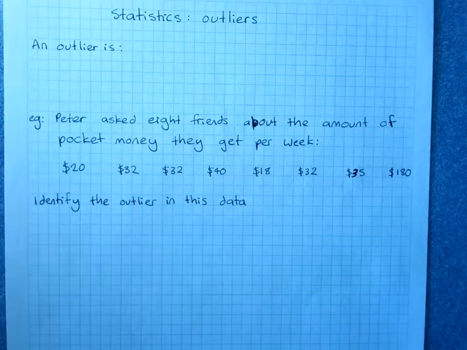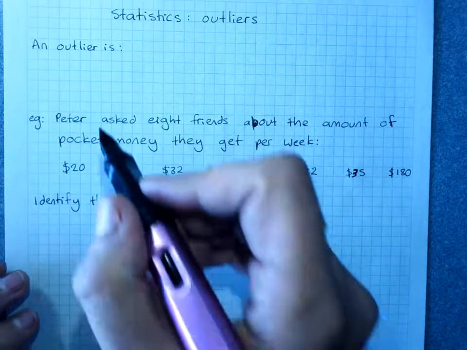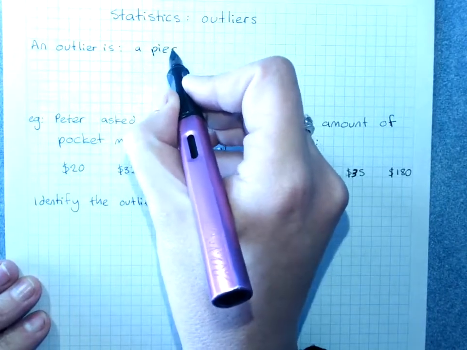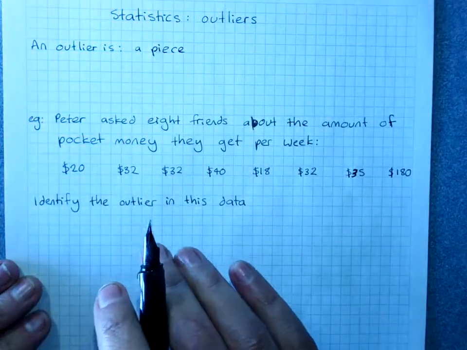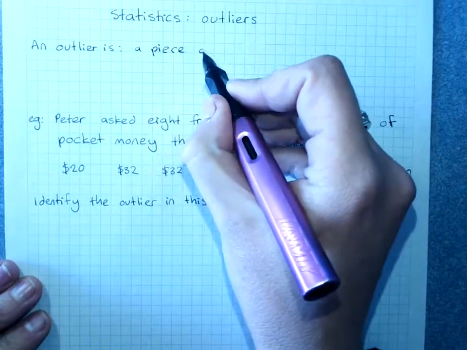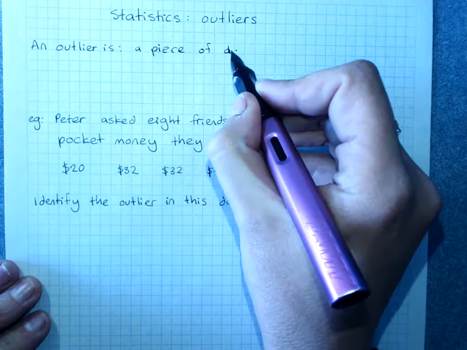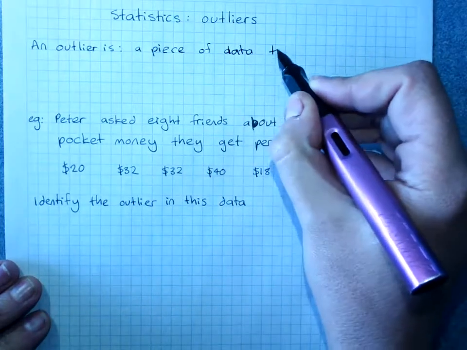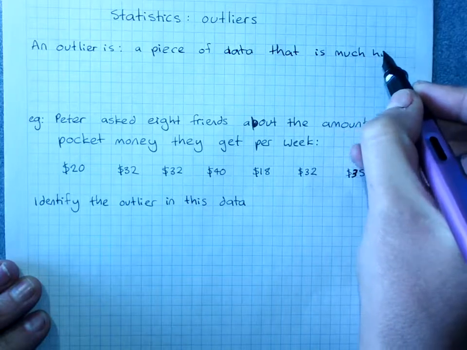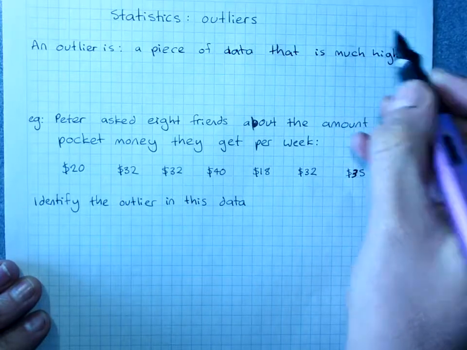Statistics, outliers. An outlier is a piece of data that is much higher or much lower than the rest of the data. So a piece of data that is much higher or lower than the rest of the data.